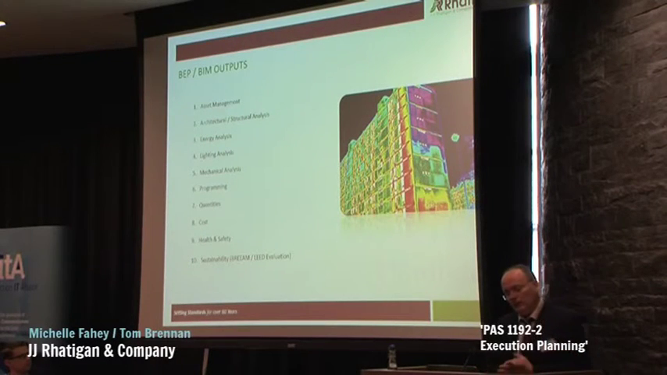So then we have the BEP, what are the outputs? What's this document doing for us and what does the client and the contractor get from this? So I've listed some of the outputs here: the BEP and the BIM process, asset management or AIM, the architectural and structural analysis. We'll carry out different energy analysis, lighting analysis, mechanical analysis, programming, quants, cost, health and safety and sustainability, BREEAM and LEED evaluation. Of particular interest as environmental manager, I have particular interest in sustainability and the BREEAM and LEED evaluation and how we integrate this into the BEP.